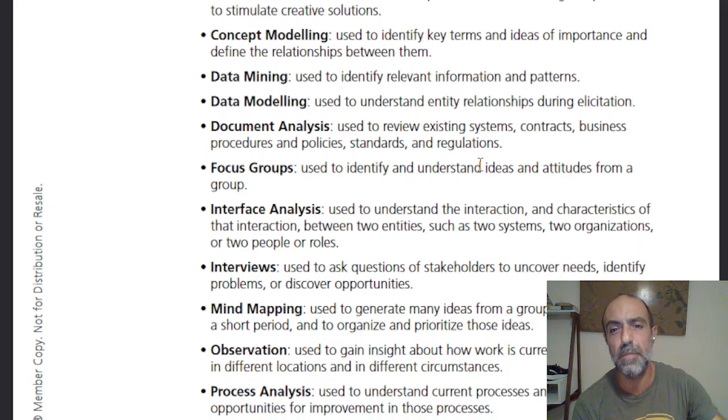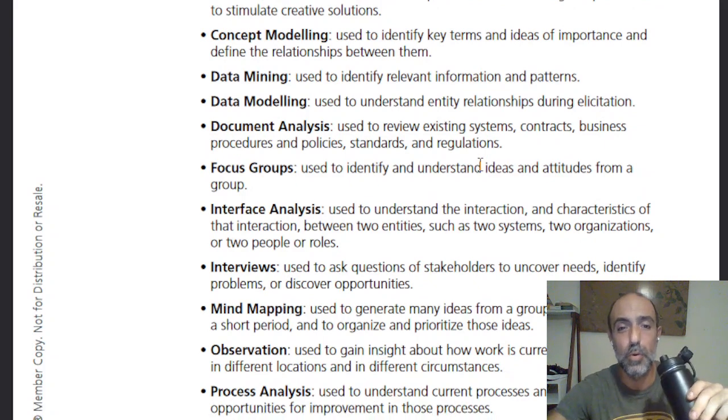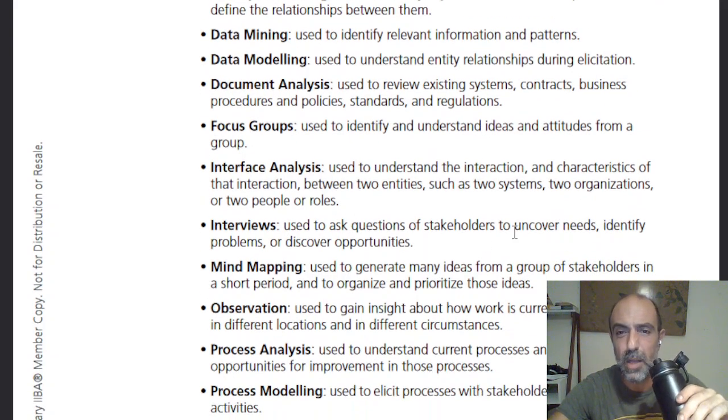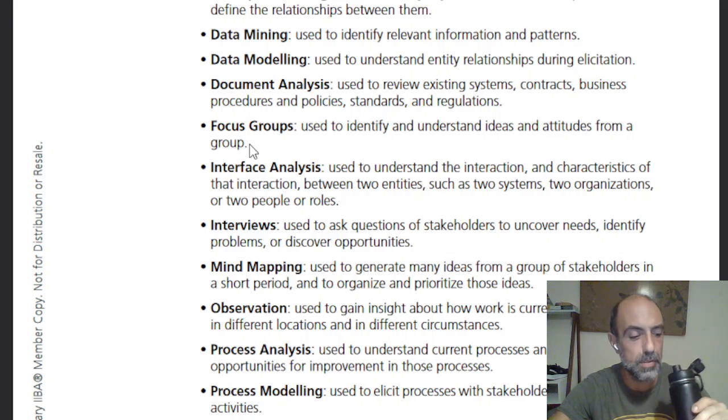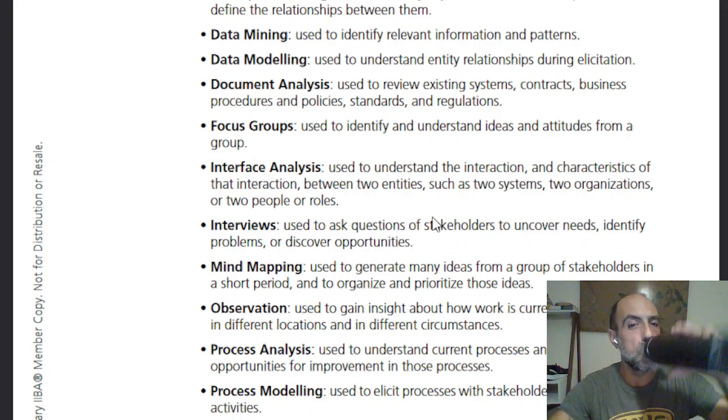Focus groups are used to identify and understand ideas and attitudes from a group. And focus groups are amazing because you literally just put the group together, and there's a systematic way for you to approach how you ask questions without actually destroying the data that you're getting from them. Super fun.